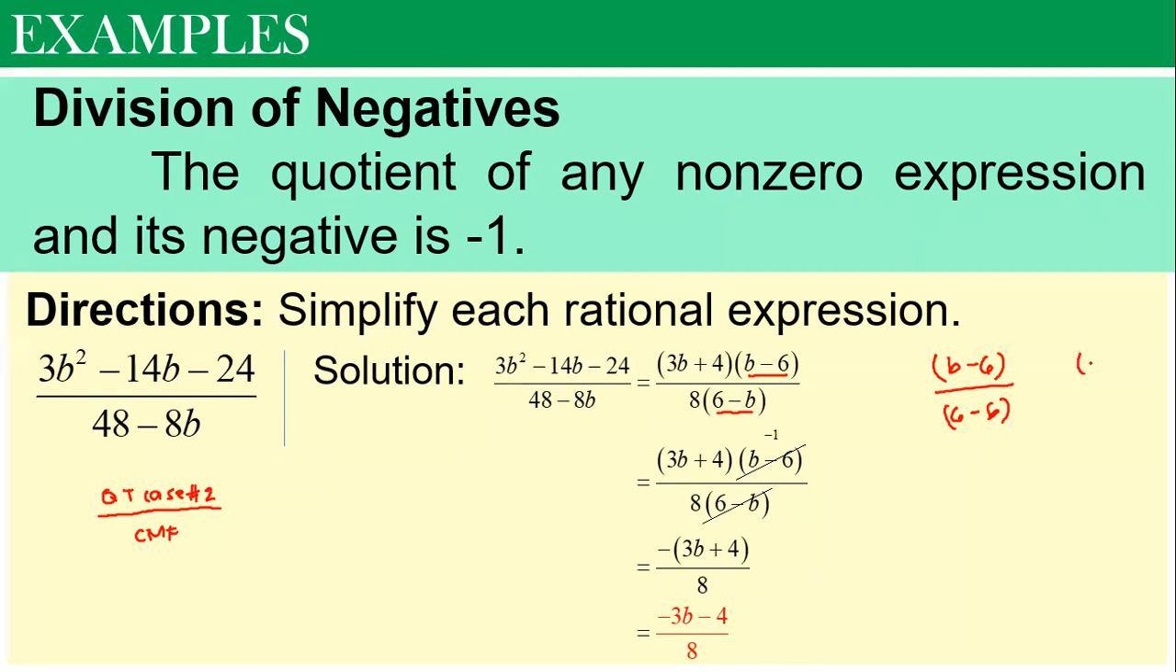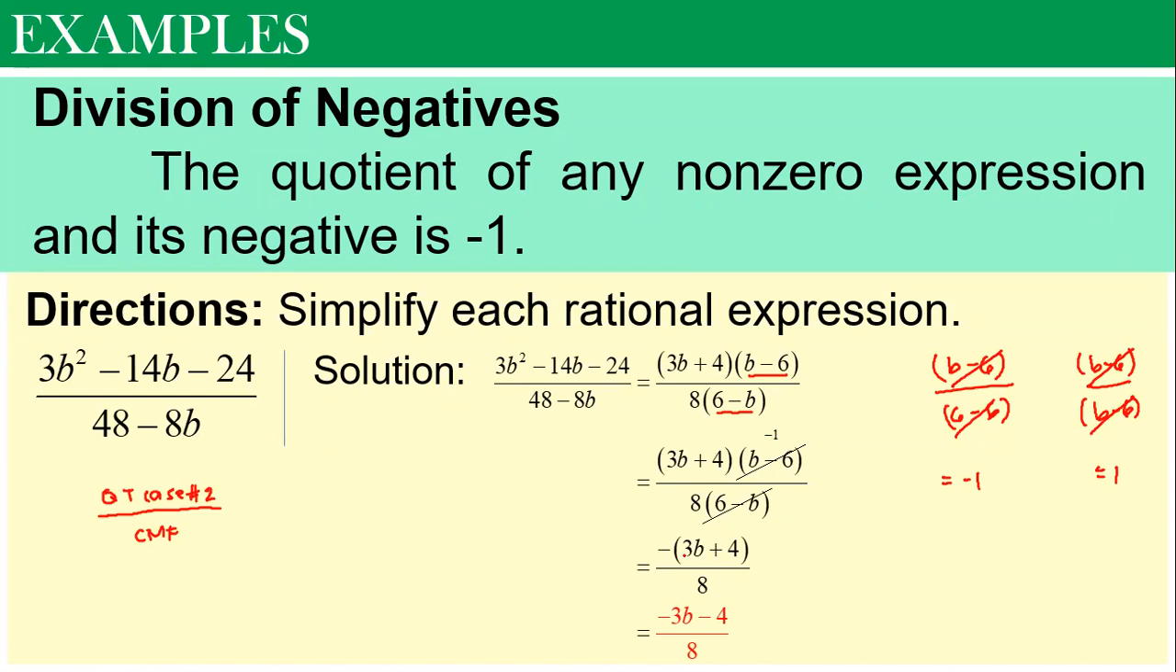Walang problema if this is b minus 6 over b minus 6, the answer will be equal to positive 1. So you will just cancel out. Pero pag ganito po, once you cancel out, the answer will be equal to negative 1. This one, the answer will be equal to positive 1. Okay? So that's why we have negative 1 here.